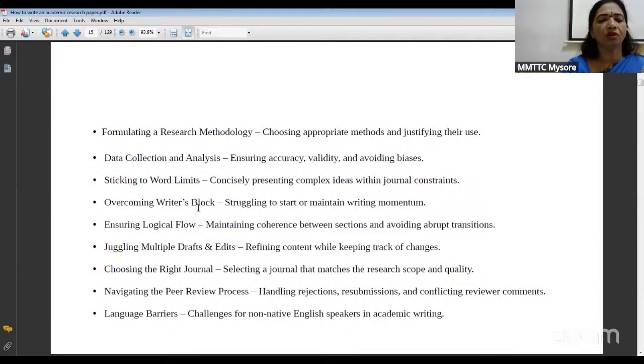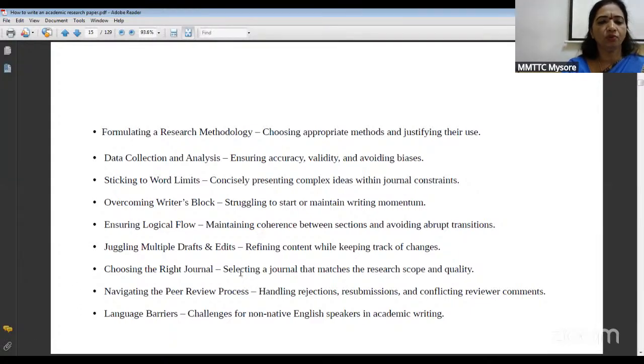Overcoming writer's block. You will struggle to start or maintain writing momentum. Sometimes you will write and after that you will feel, okay, I'm bored, how to write, what to write. So that phase is also going to be there.